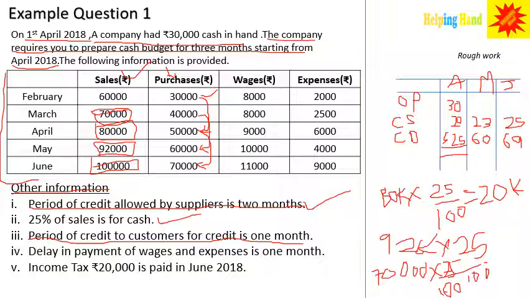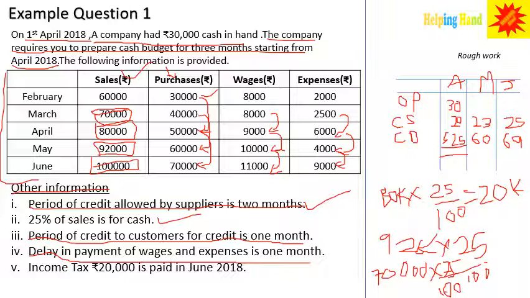Next, delay in payment of wages and expenses is 1 month. So they're speaking about the payment of wages and the expenses which is given here. They are saying March's expense will be paid in the month of April, April's will be paid in the month of May, so May's wages shall be paid in the month of June. The expense also, the same thing will apply. March's expense will be paid in the month of April. April's expense will be paid in the month of May. May's will be paid in the month of June.